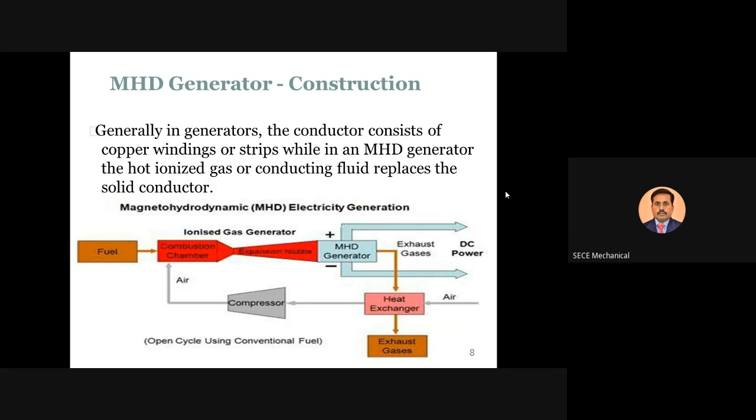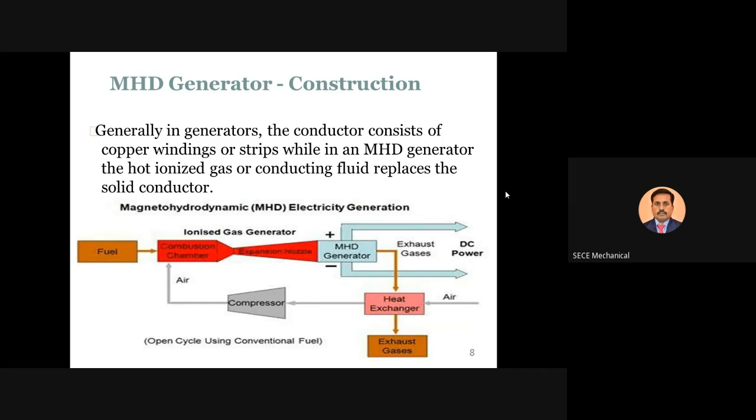After that, the fresh air gets heated up and goes to the compressor. Again it is pressurized, the volume is decreased and the temperature is increased. Further, it goes to the combustion chamber. At the same time, the fuel is also supplied with the help of the fuel feed system. Both are mixed here, so high temperature ionized gas is produced. This is the basic concept behind the MHD generator, and the remaining exhaust gases from the heat exchanger go to the chimney. Likewise, this MHD generator works.